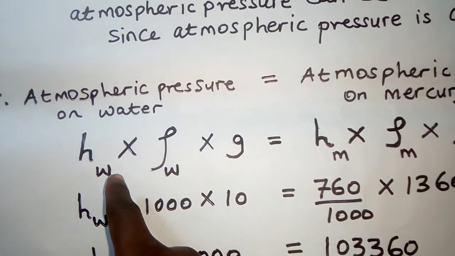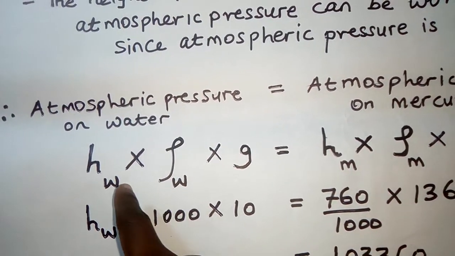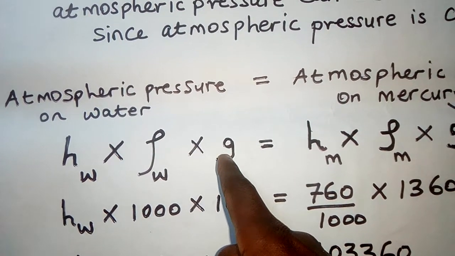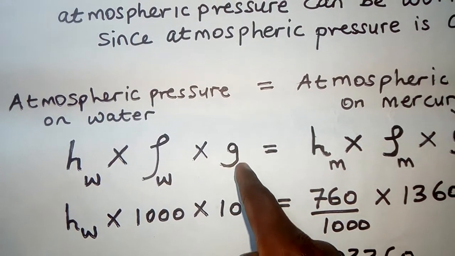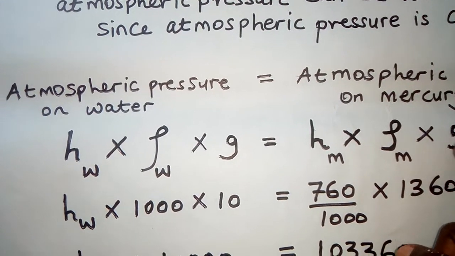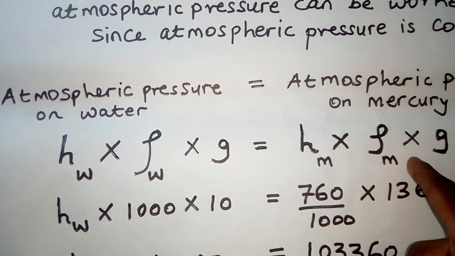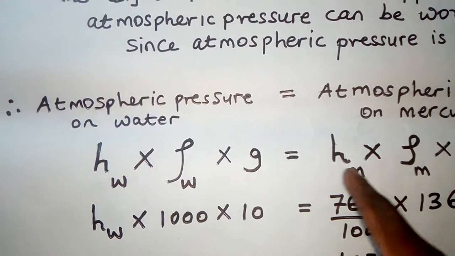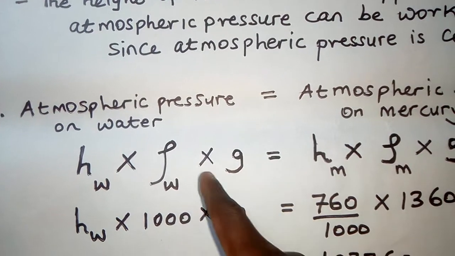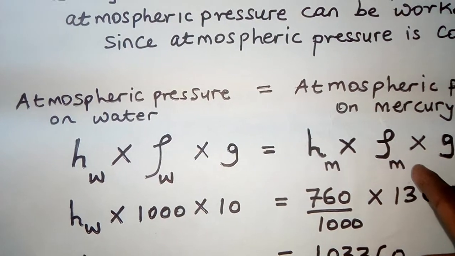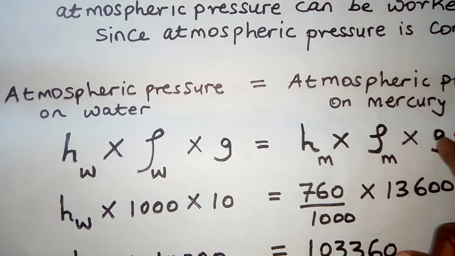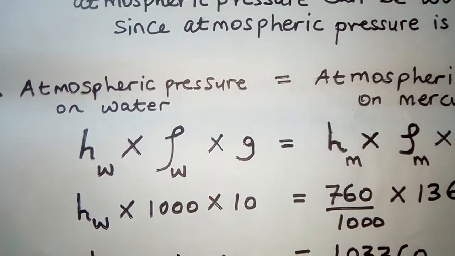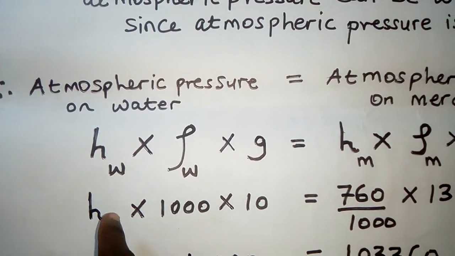Now we shall make W for water: height of water, density of water. G is acceleration due to gravity, which is constant, so there is no need of saying water because it is the same on this side also. For mercury, the height of mercury and density of mercury may be different from water, that's why we are making them W and M. The densities are also different because these are different liquids, but acceleration due to gravity remains the same.